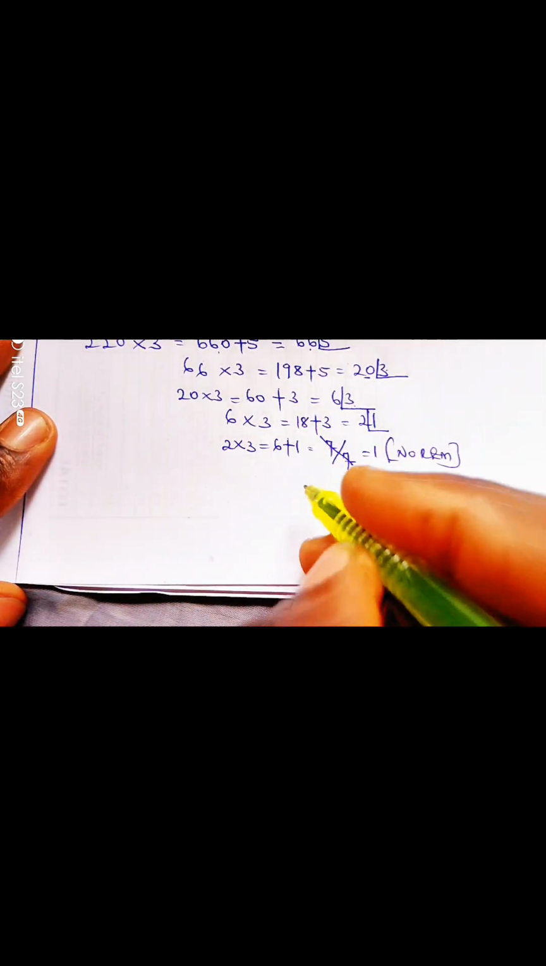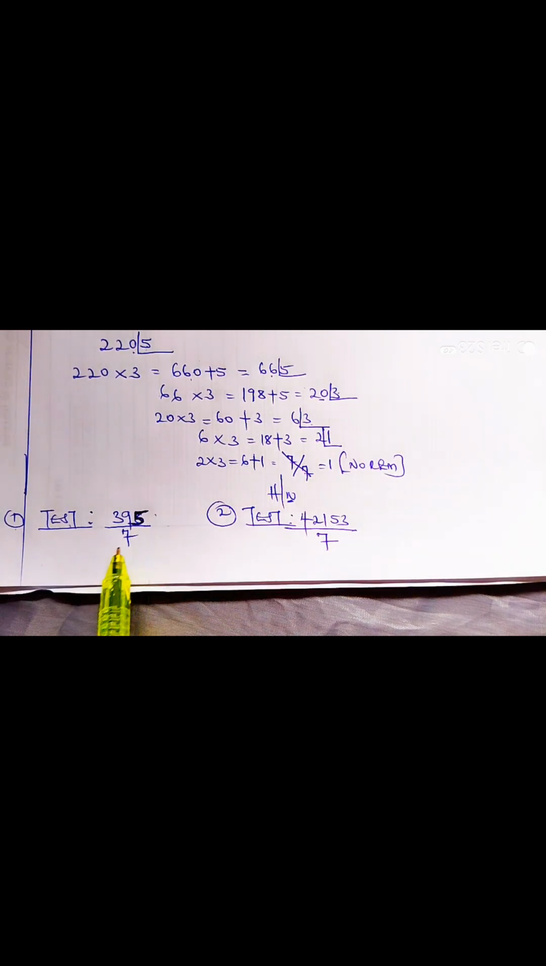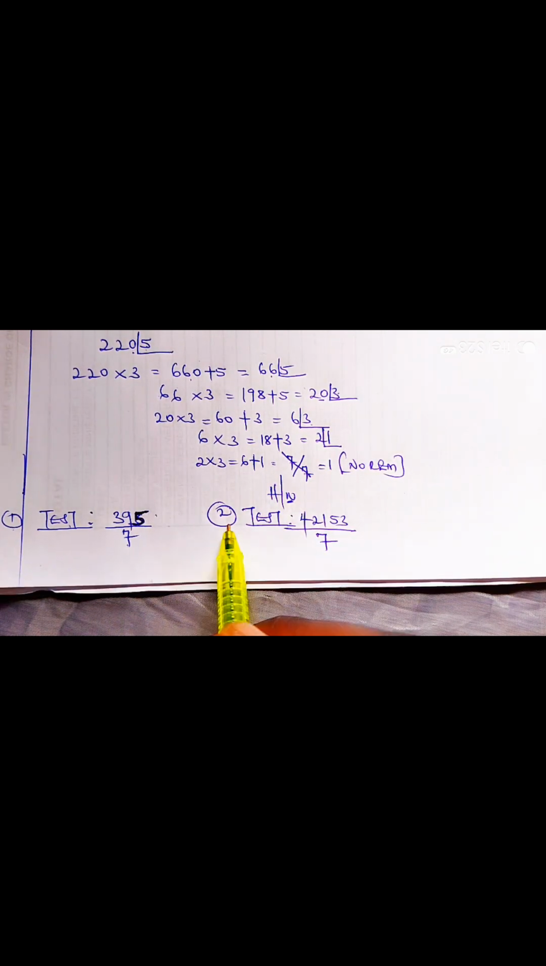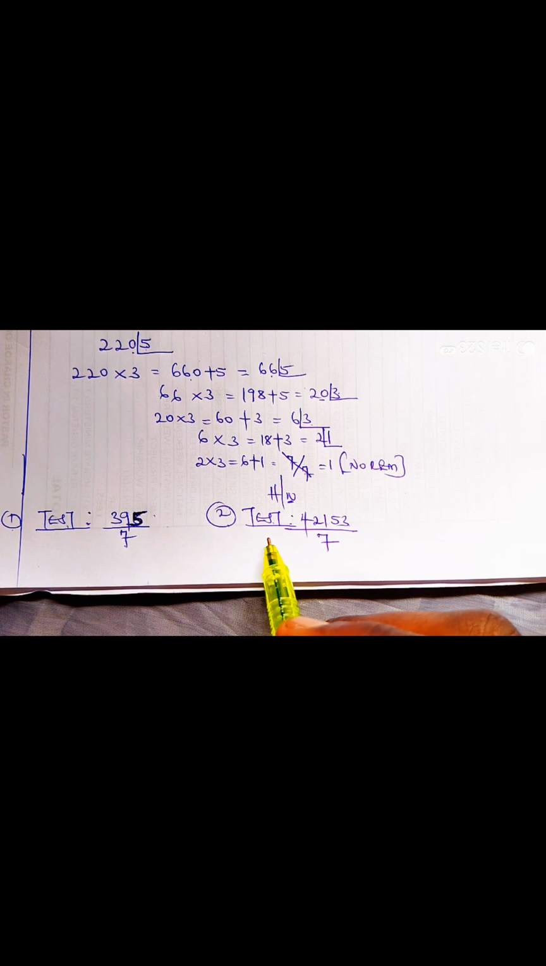So I'll be giving you a couple of questions to try out at this point. Number 1, test 395 divided by 7. Number 2, test 42,153 divided by 7. I just want you to tell me in the comment section if there will be a remainder or not. Just state it.